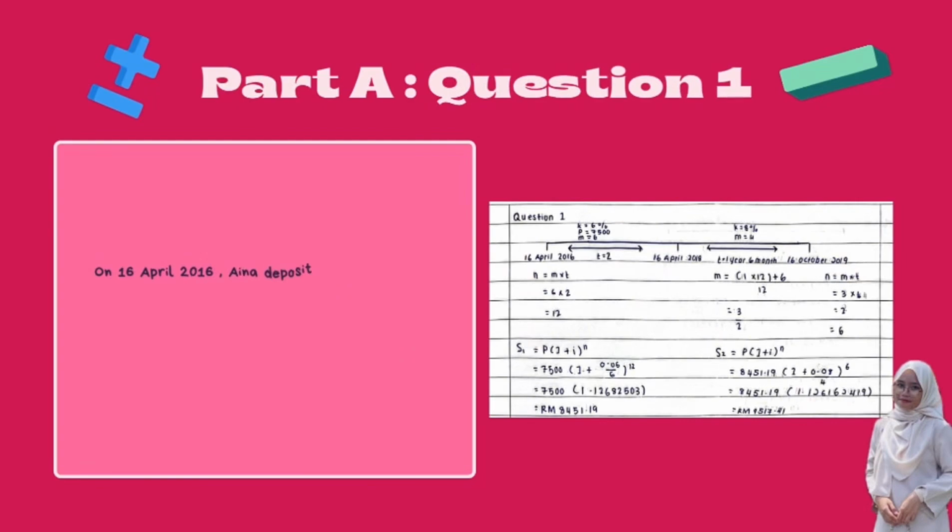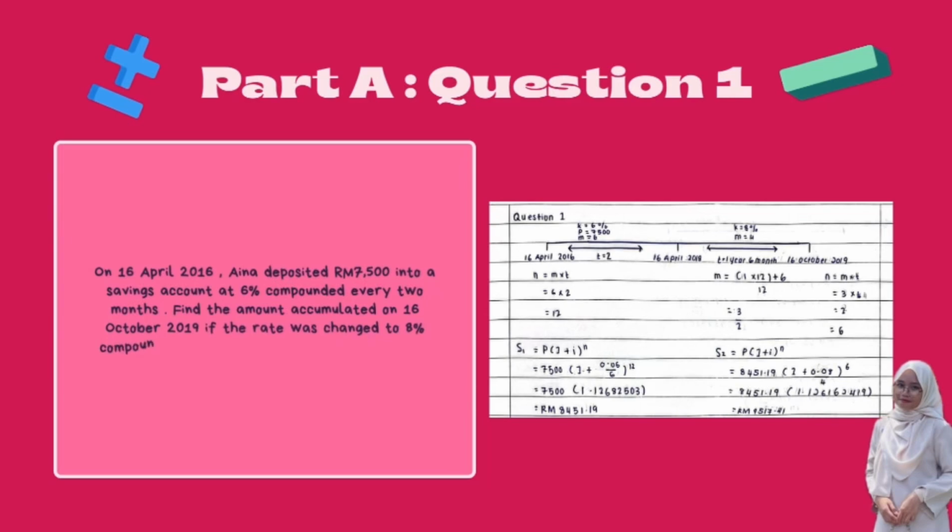Assalamualaikum, my name is India and I will be explaining part A, question 1. On 16 April 2016, Aina deposited 7,500 into a savings account at 6% compounded every 2 months. Find the amount accumulated on 16 October 2019 if the rate was changed to 8% compounded quarterly beginning 16 April 2018. So step 1 is identify the information given.